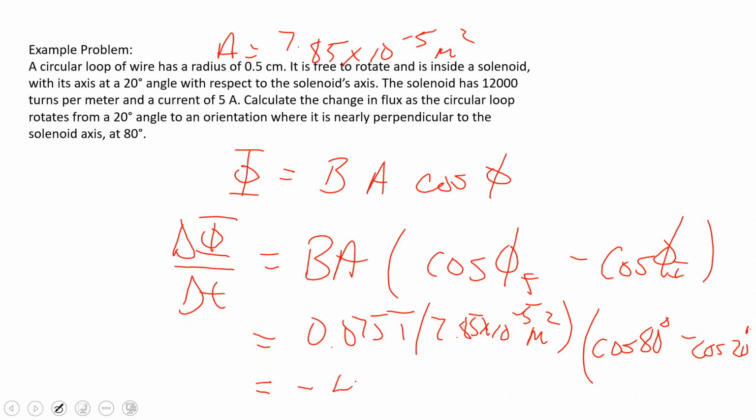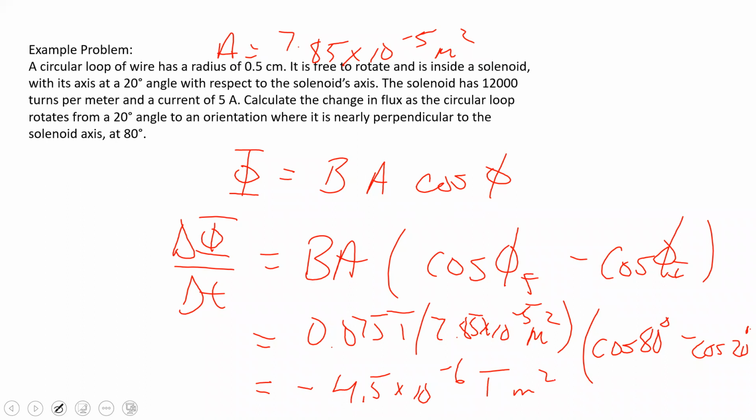So what I get is 4.5 times 10 to the minus 6. And then we got to go through and do units. All we have here is Tesla and meters squared. That's the units for the flux.